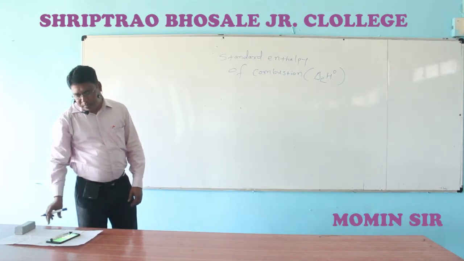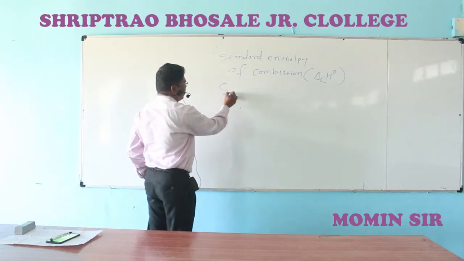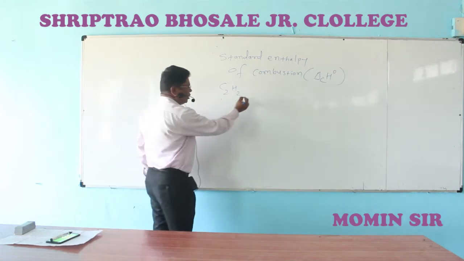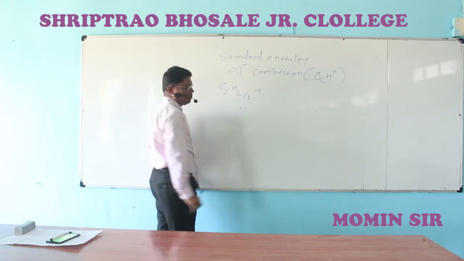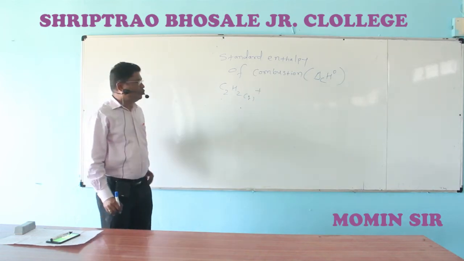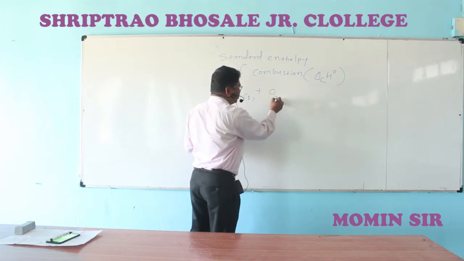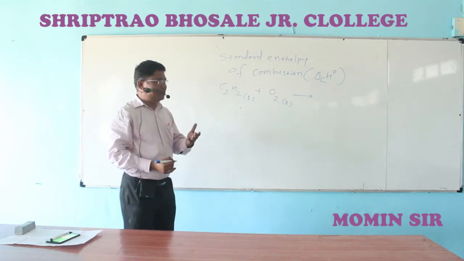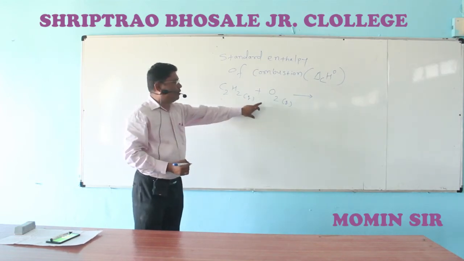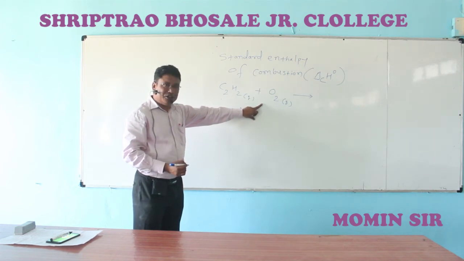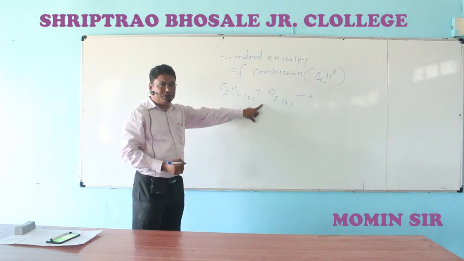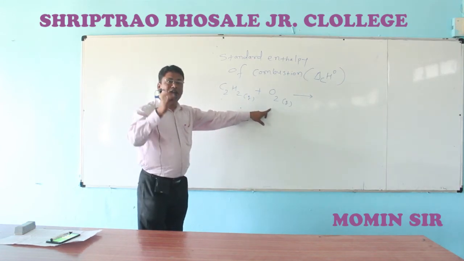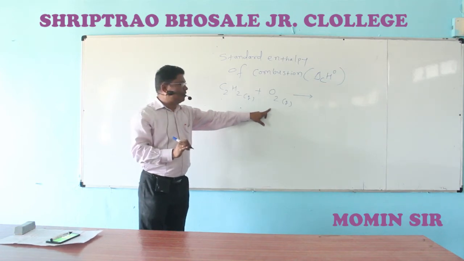You know that C2H2 is the molecular formula of acetylene, and acetylene is a gas. When C2H2 reacts with oxygen, which is also a gas, this reaction is called a combustion reaction. Why is it called a combustion reaction? Because acetylene reacts with oxygen. Reaction with oxygen is called combustion reaction.